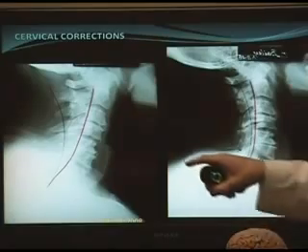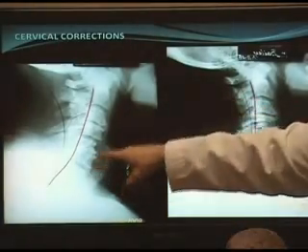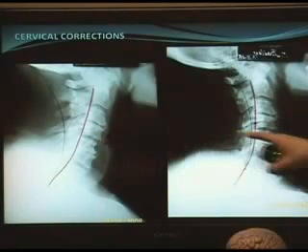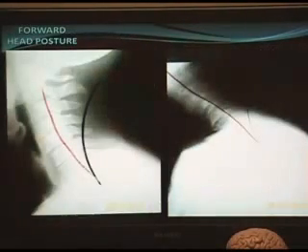Now, here's another one. This guy had severe disc damage in his neck. We did spinal decompression therapy and corrective care, and that's a pre and a post-X-ray, and that's the changes that we made with that patient. This guy got out of his neck pain, he got out of his disc pain, which was causing pain down into his shoulders and arms.